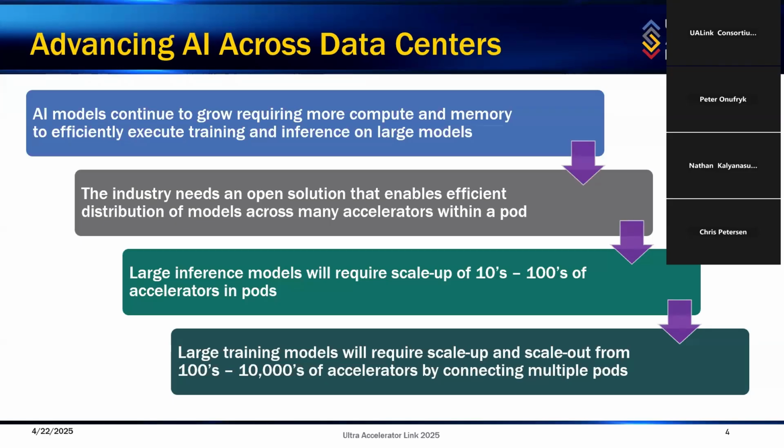UALink is an open scale-up interconnect technology that marries the high-speed standard Ethernet SerDes with upper layers optimized from the ground up for AI. UALink scales from 2 to 1024 accelerators, which is ideal for large inference models and small training configurations. For large training systems with many thousands of accelerators, they can be constructed using a mixture of scale up with UALink and scale out using an open interconnect such as Ethernet.